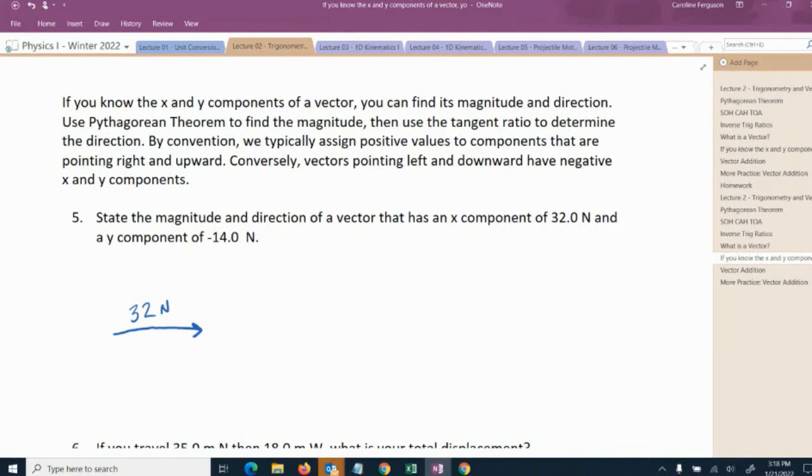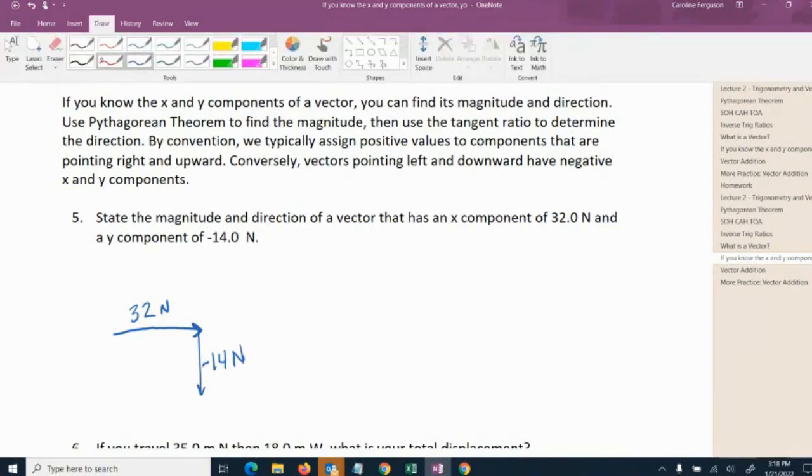Okay, good. All right, so we're going 32 newtons is the x component. It's positive, so it's going to the right because x is left and right, but it's positive, so it's right. And then the y component's negative 14, so it should go down, right? So y axis is up and down, but since it's negative, it goes down. And it's 14 newtons. Okay, I could put a negative, it doesn't really matter.